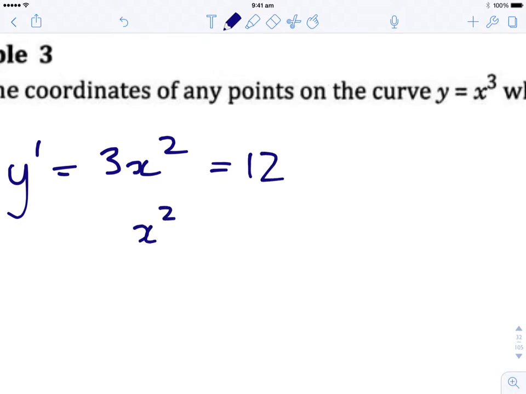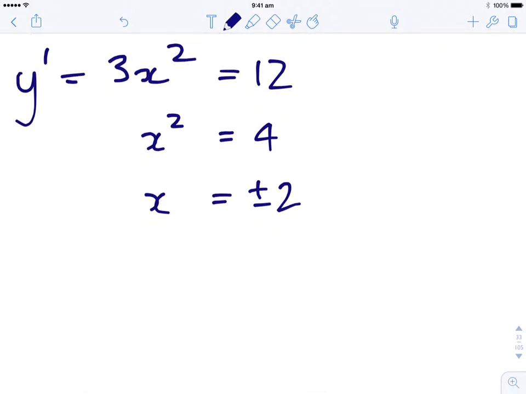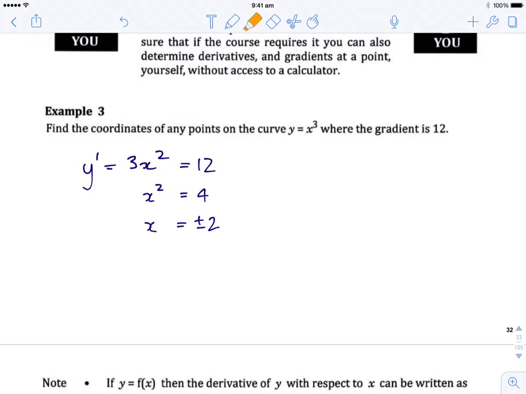Simple. Divide by 3 gives us that, and x is plus or minus 2. Remember, when we're square rooting both sides, we need to take the positive or negative root. Now we've got our x values, but the question says coordinates. Okay, so we need to find the coordinates of that point.